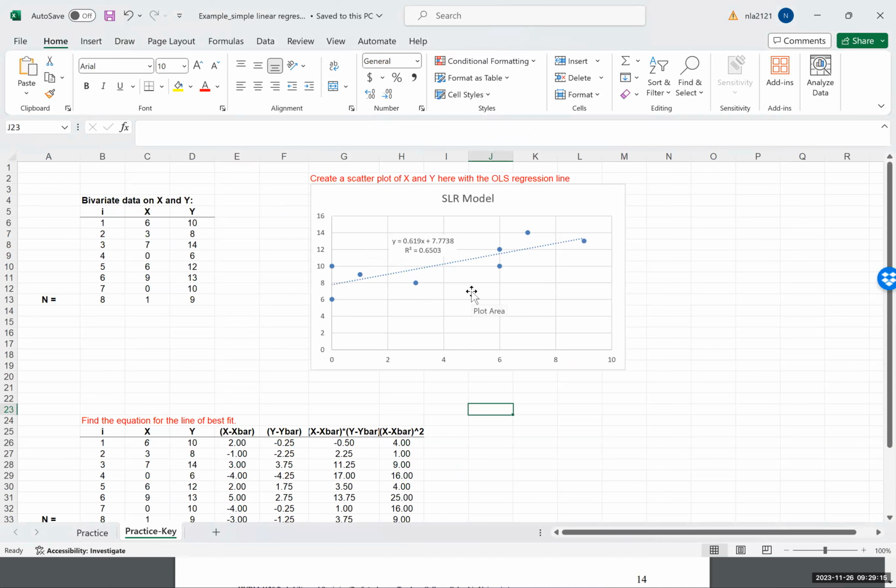And how we interpret that is that this regression line describes or explains 65% of the total variation in y. That means 35% of the variance is unexplained. So the model I would say is pretty good. If you're explaining 65% with 35% unexplained, I would say that's pretty good.